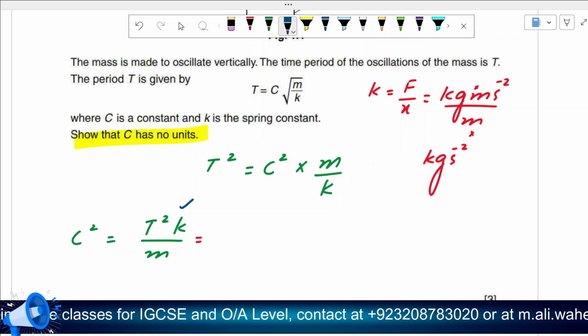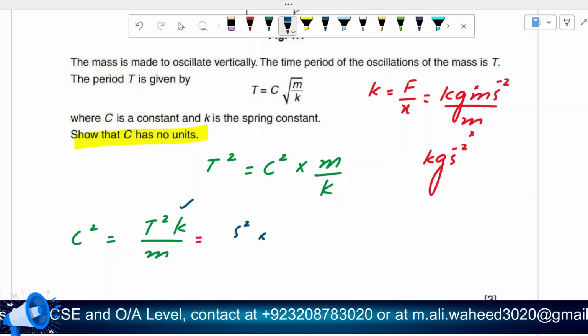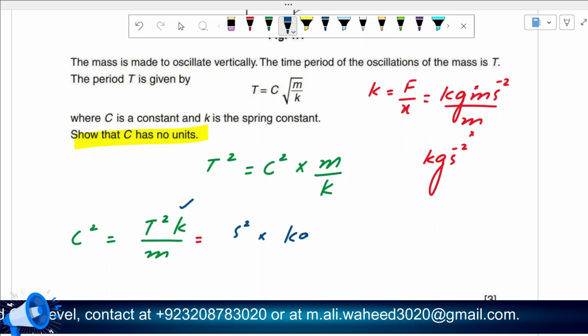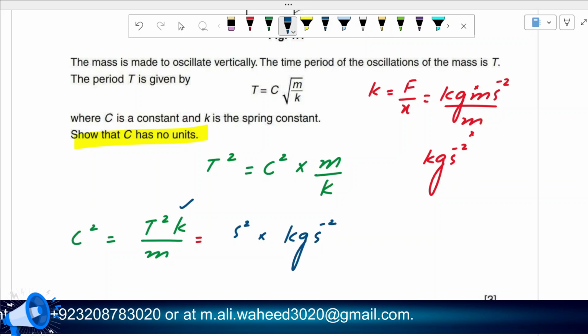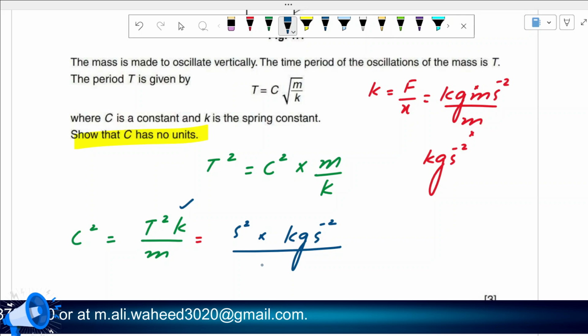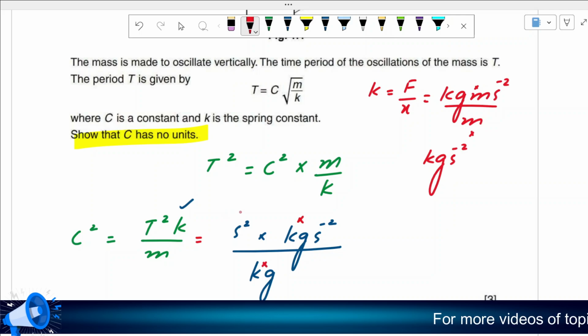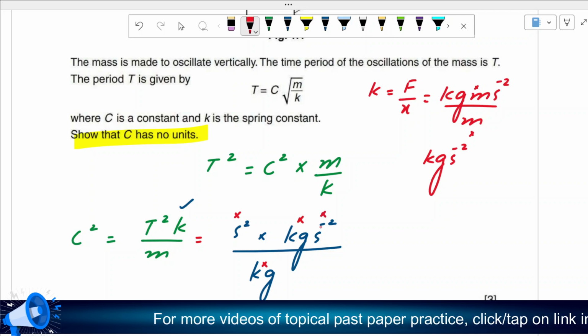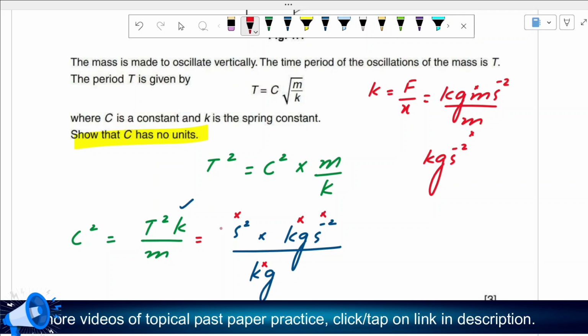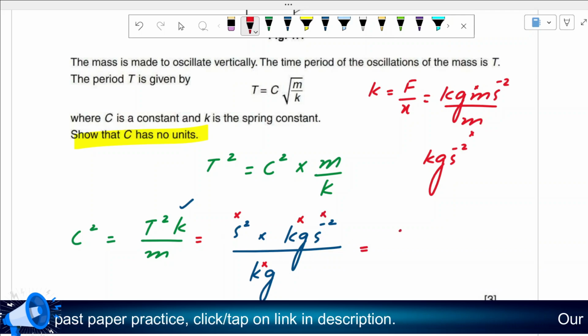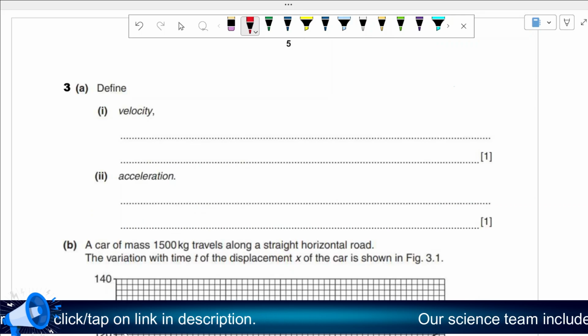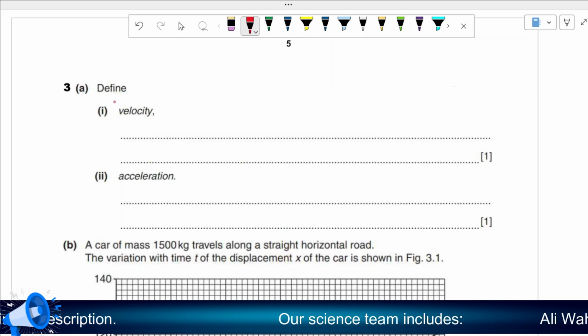So for time we have second squared. For spring constant we have kg s minus 2, divided by, for mass, kilograms. Kilograms cancel away with kilograms. S raised to the power plus 2 combines with s raised to the power minus 2. It would be s raised to the power 0, which is 1.